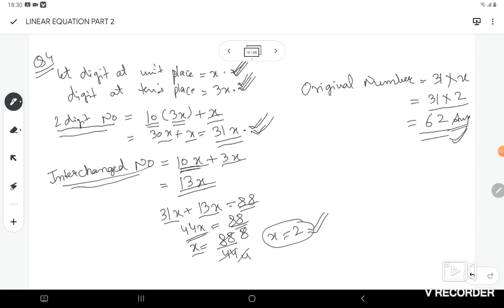So we get 10x plus 3x, which gives us 13x, and it is given in the question that the sum of the original number and the interchanged number is equal to 88. So 31x plus 13x equals 88, which gives 44x equal to 88, and x comes out to be equal to 2. And we are asked what the original number is. So the original number is equal to 31x, and putting x equal to 2 in 31x, we get the original number equal to 62.